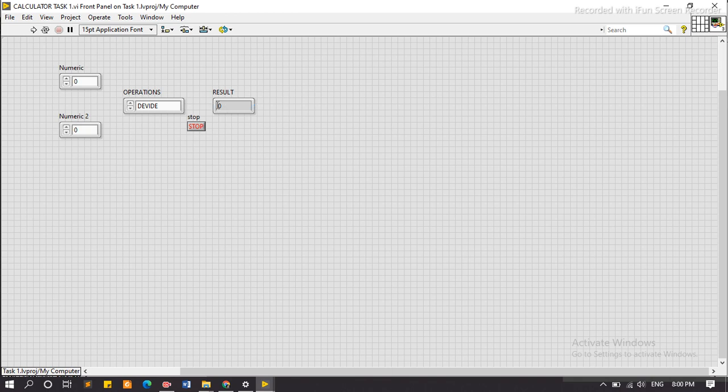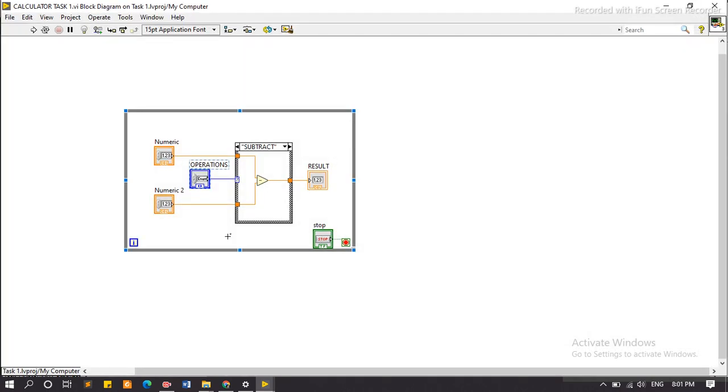Here is the result. In the block diagram, we use the enum, and there is a for loop, and here is an outer while loop. Here we can select any operation from these four. We can also add more operators, and here is our output result. We set the subtract minus symbol here, and at each operation we set another operator. Only one operator can run at a time.